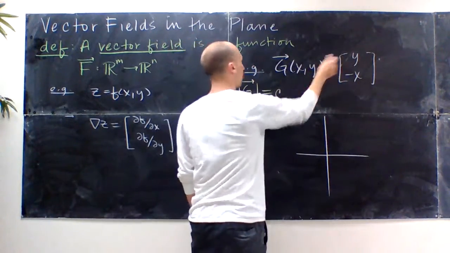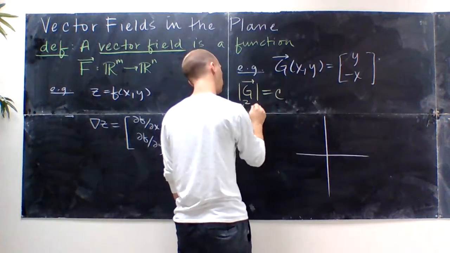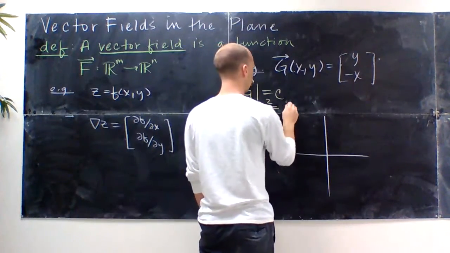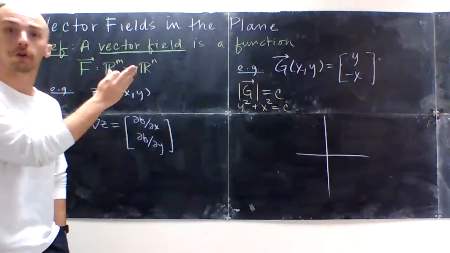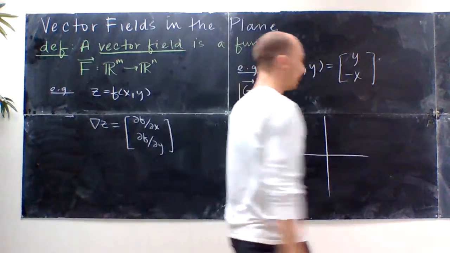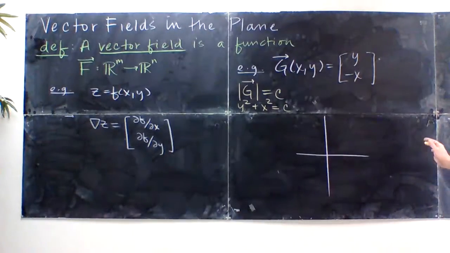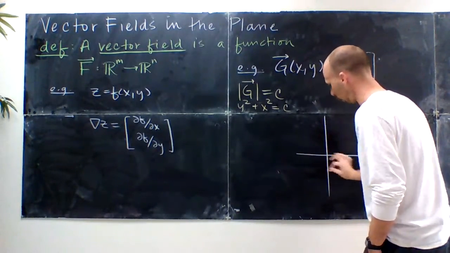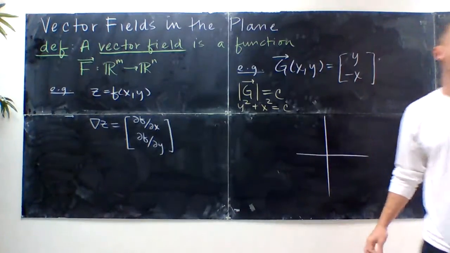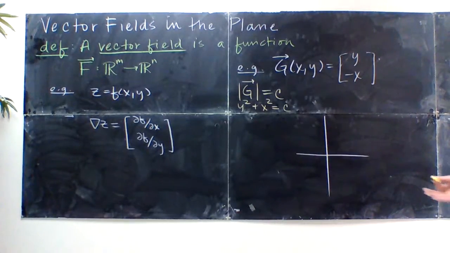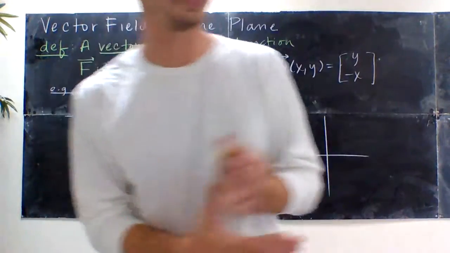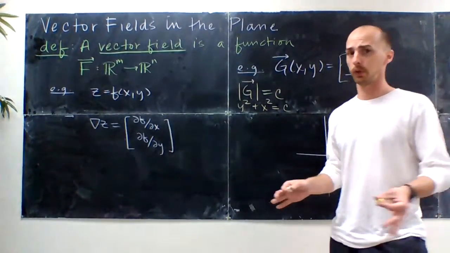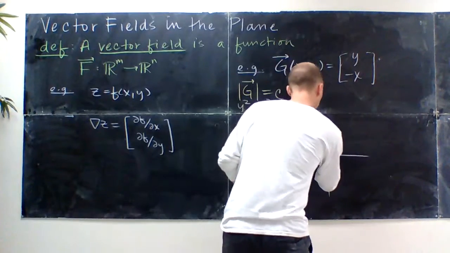So y squared plus negative x squared, which is x squared, is equal to some constant. Well, this is a circle. So anywhere we're sitting along some circle, all of the vector field vectors are going to have the same length. I'm going to start with maybe two nice circles, circle radius 1 and circle radius 2. Hopefully this shows you what I'm hoping.